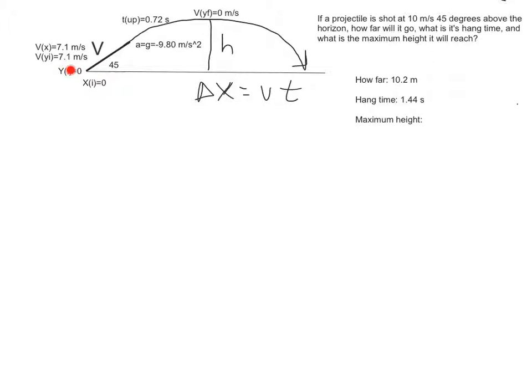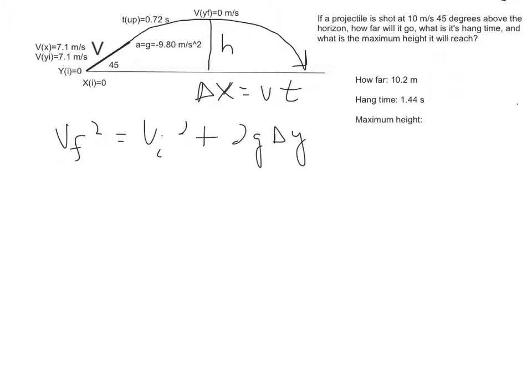But my initial position is 0 meters, and I'm looking for my final position, which is still at that same point. So that's yi and yf. I have vi in the y direction, I have my t, and I have my a. So I have a couple options that I can do for this. I think the easier one of the two is vf squared equals vi squared plus 2g delta y, or 2a delta x if you prefer.